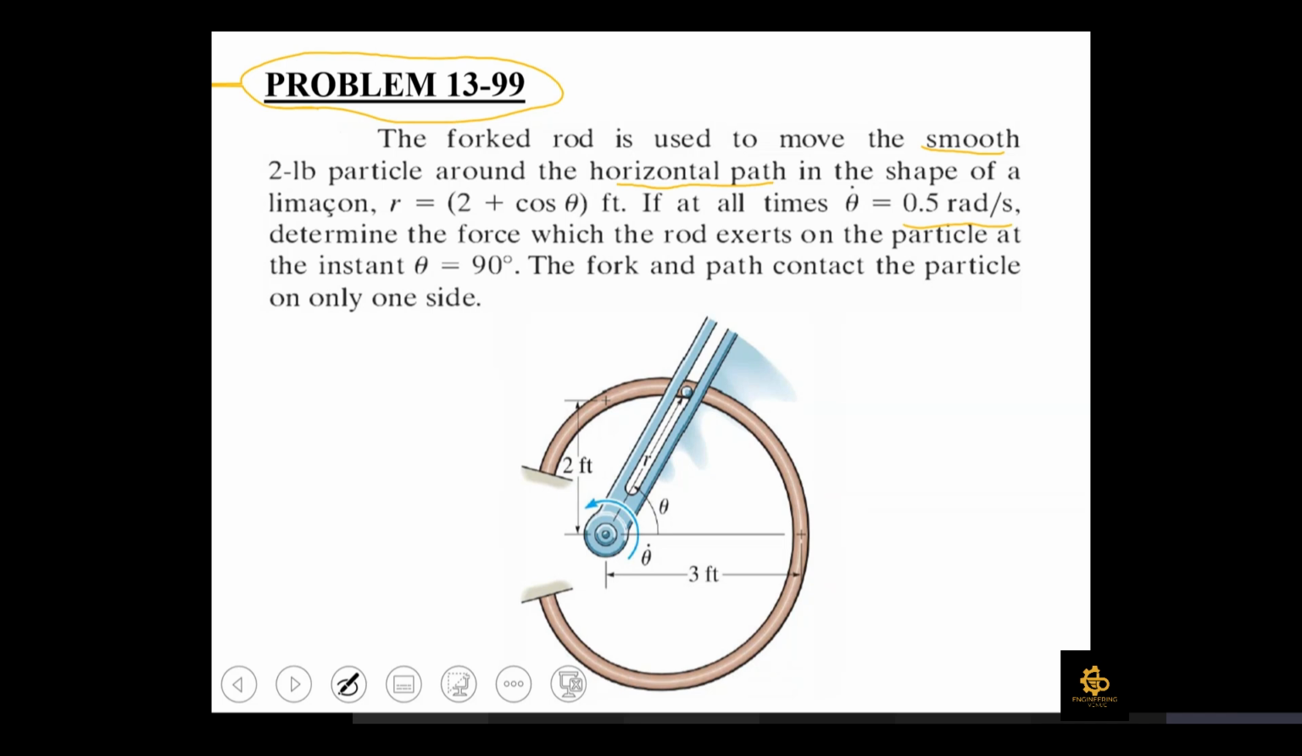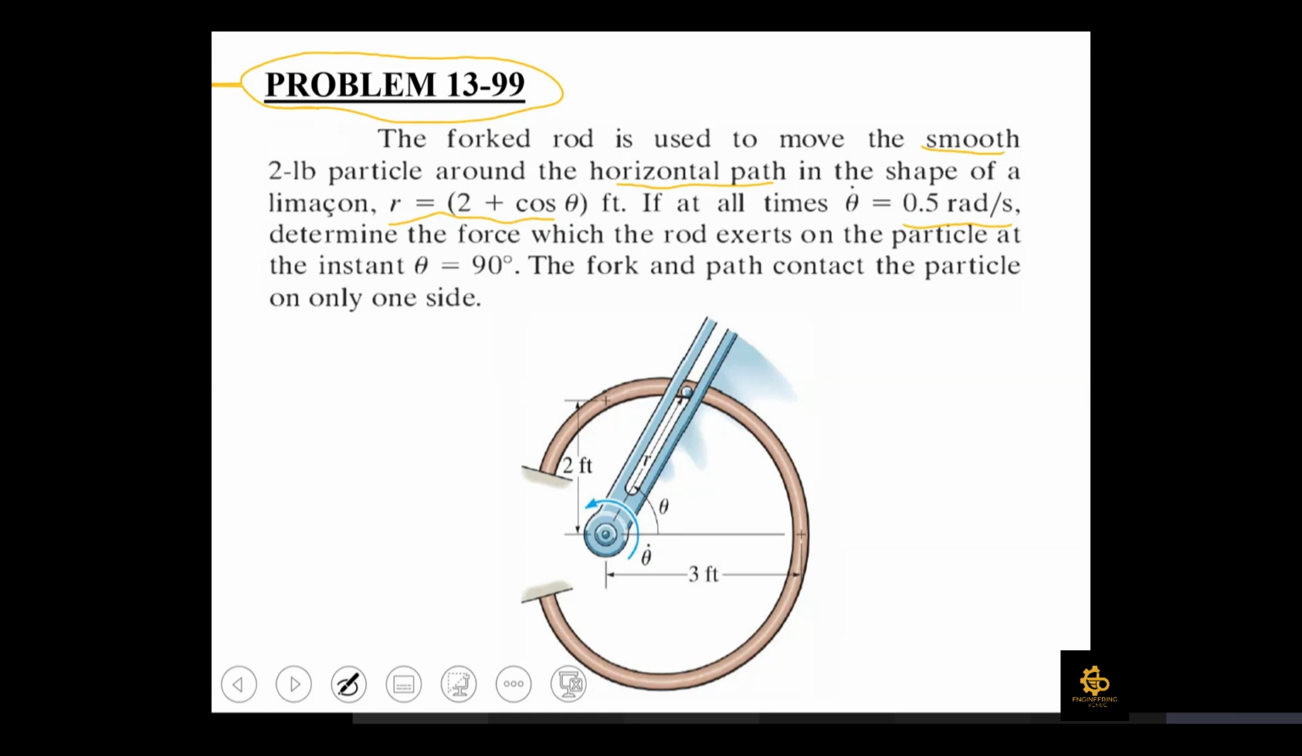So this 2 pound weight particle is being moved in a horizontal slot due to the rotation of this fork rod. This slot is in the shape of a limacon for which r as a function of theta is given to you, r equal to 2 plus cos theta. If at all times this fork rod is rotating with an angular velocity of 0.5 radians per second, you need to determine the force which this rod exerts on the particle at the instant when theta is equal to 90 degrees. The fork and path contact the particle on only one side.